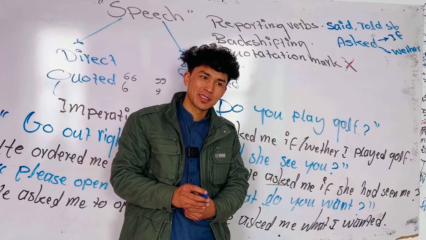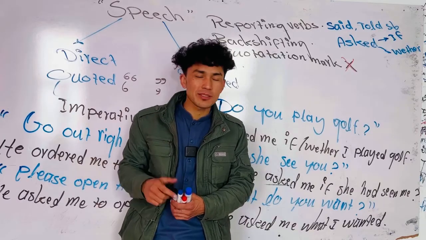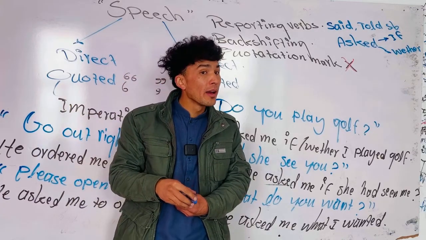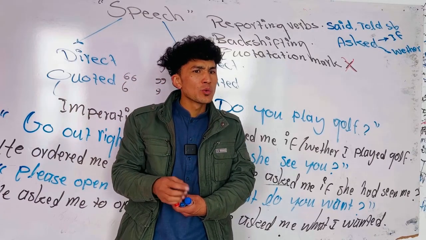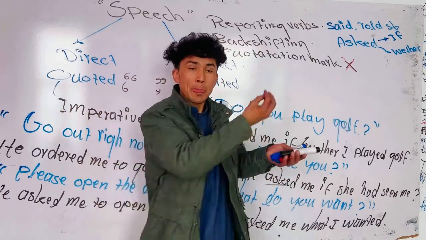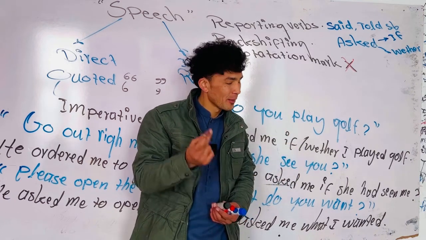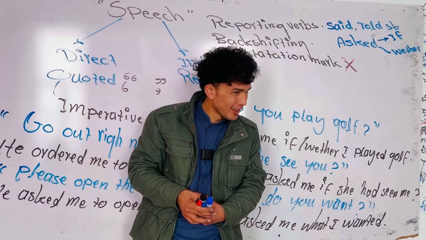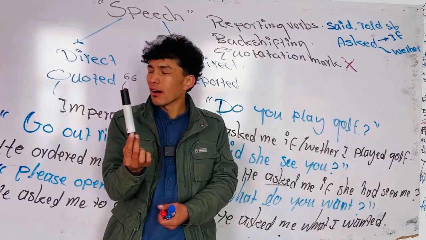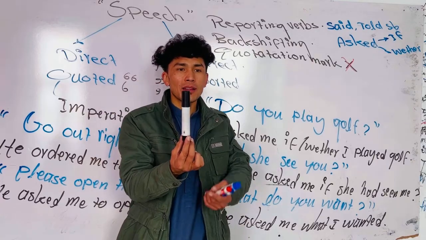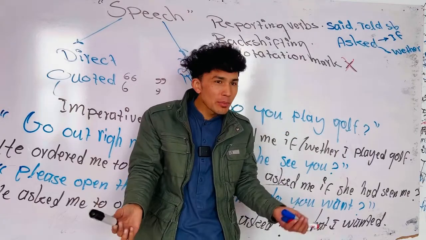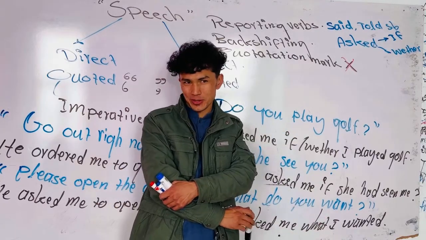Do you understand? Why are you crying? Change this. The teacher asked me why I was crying. Why are you is present continuous, so it becomes was crying. Did you understand? Whose marker is this? The teacher asked us whose marker that was. Simple. Very well.